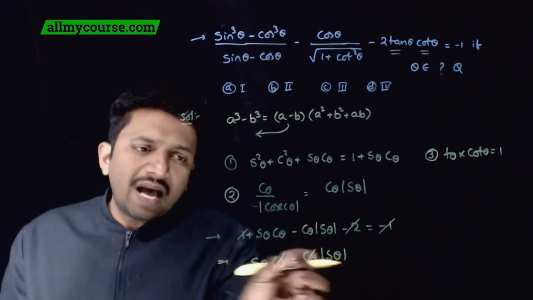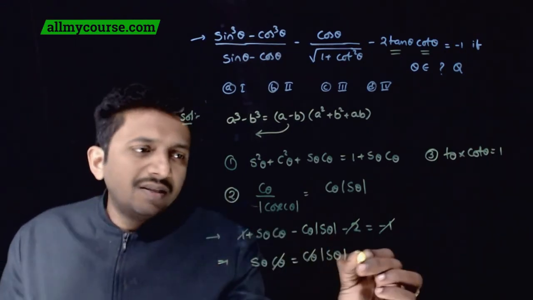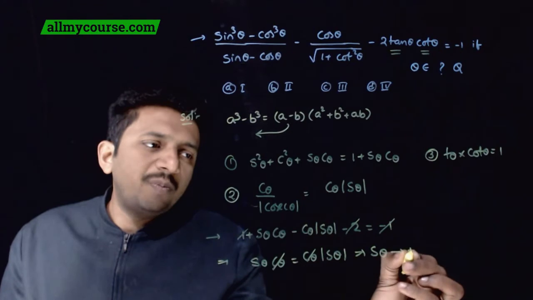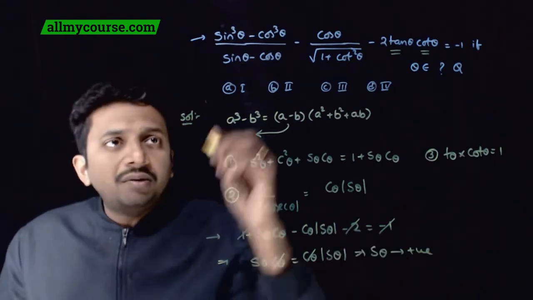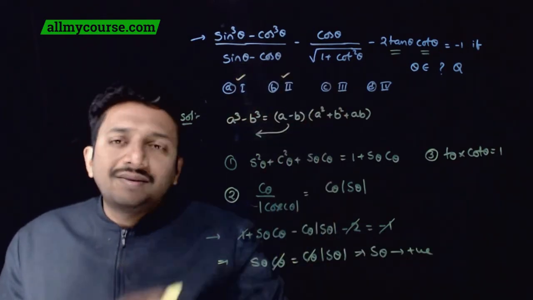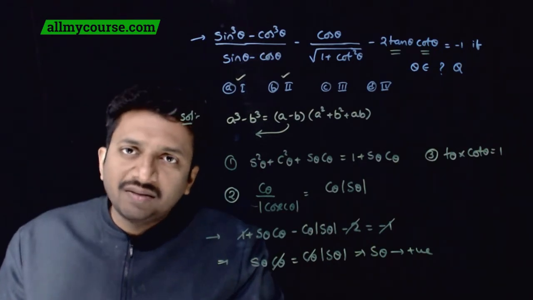So mod sinθ has to be equal to plus sinθ. This implies sinθ has to be positive. So θ can belong to either first quadrant or second quadrant. So A and B are the right answers to this question.